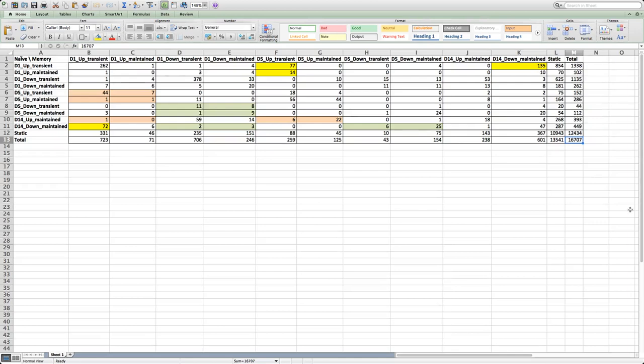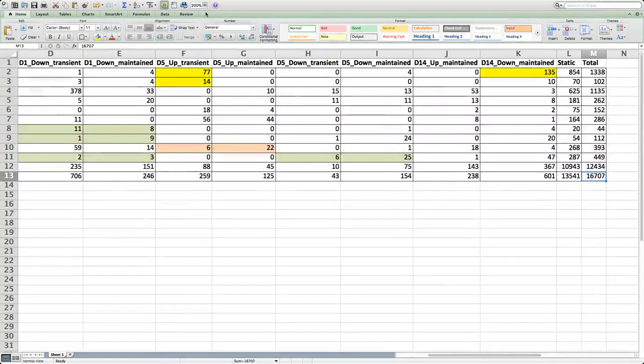How do you zoom in? Oh, here we go. There we go.